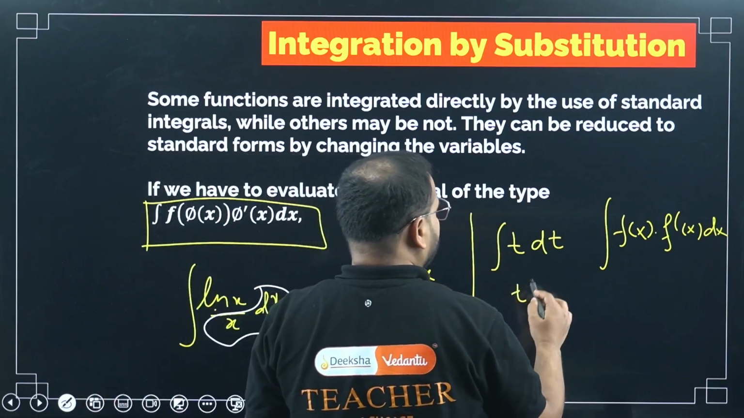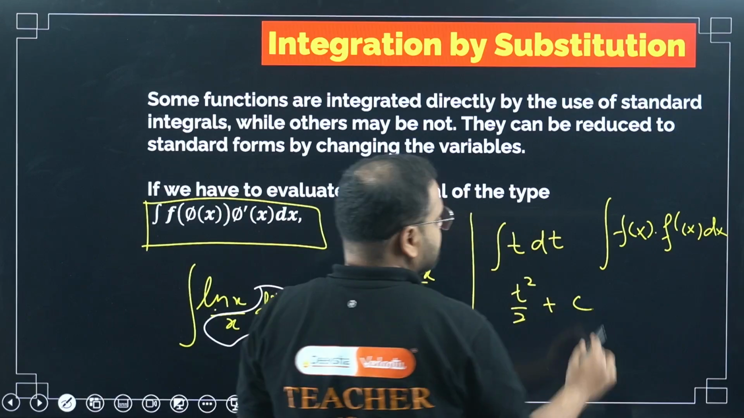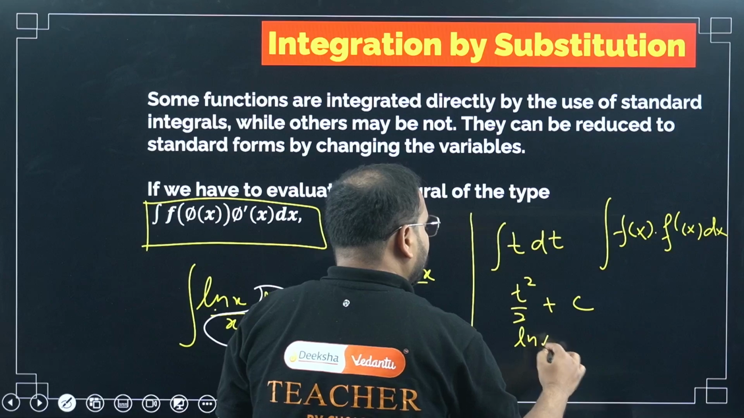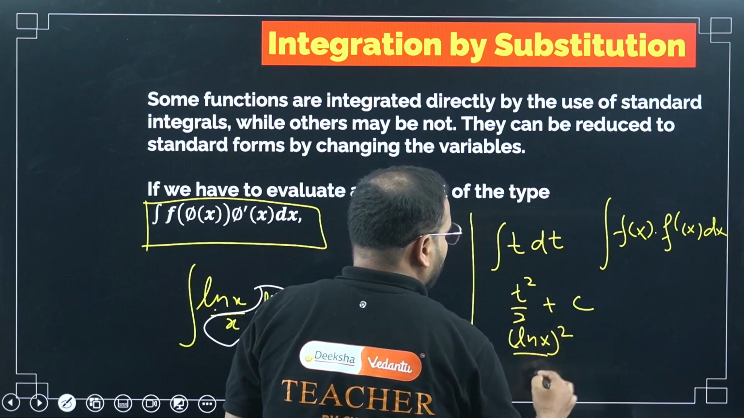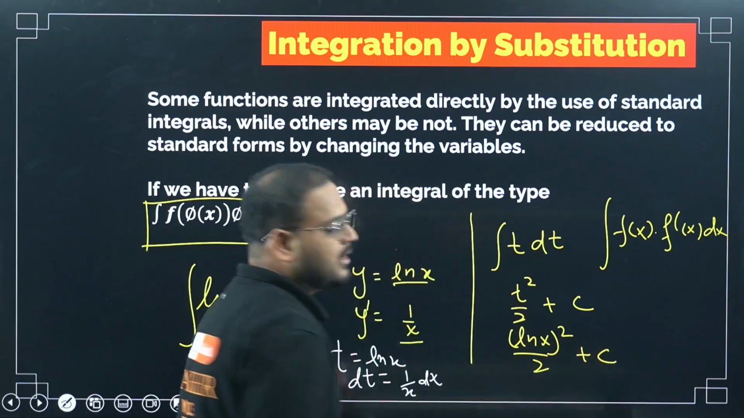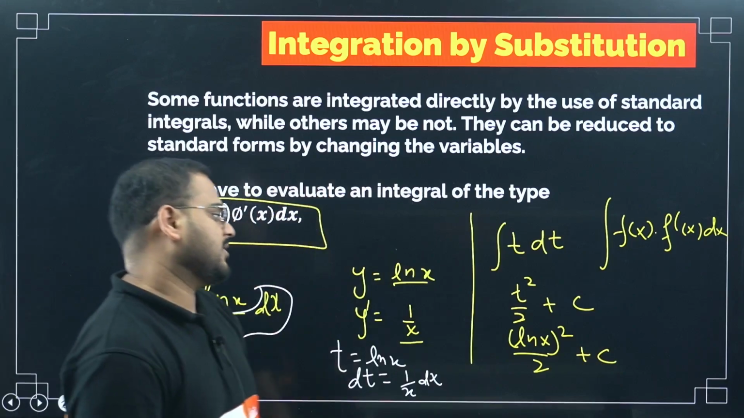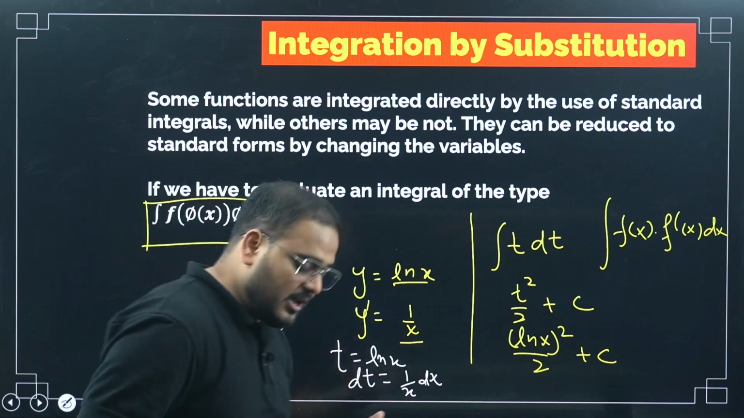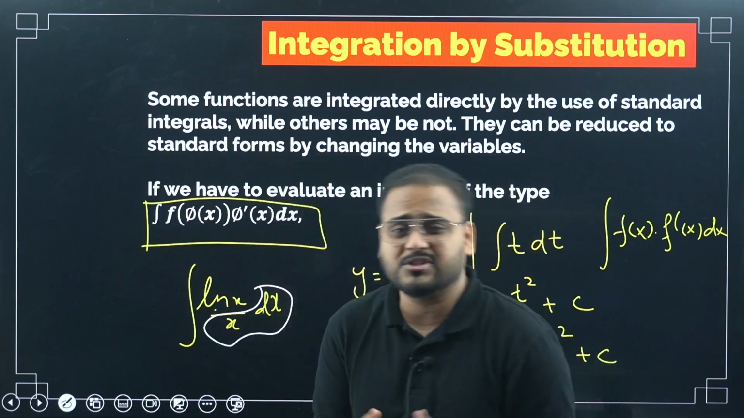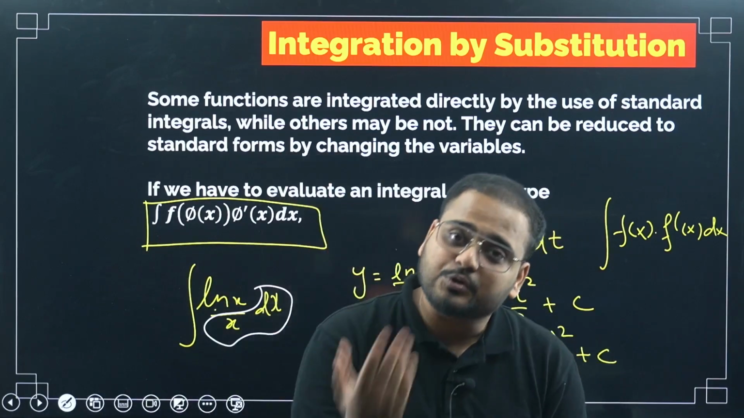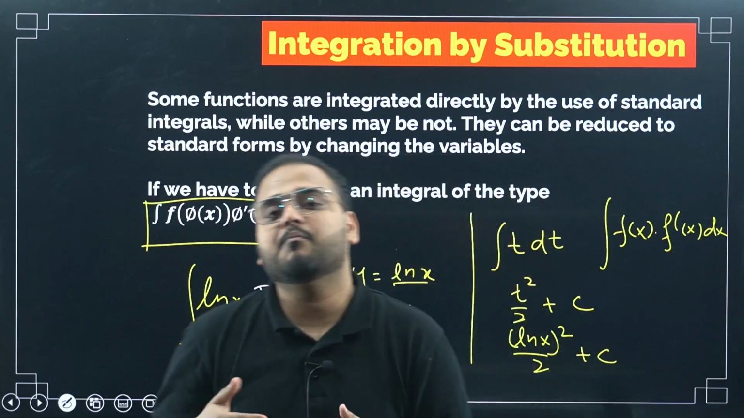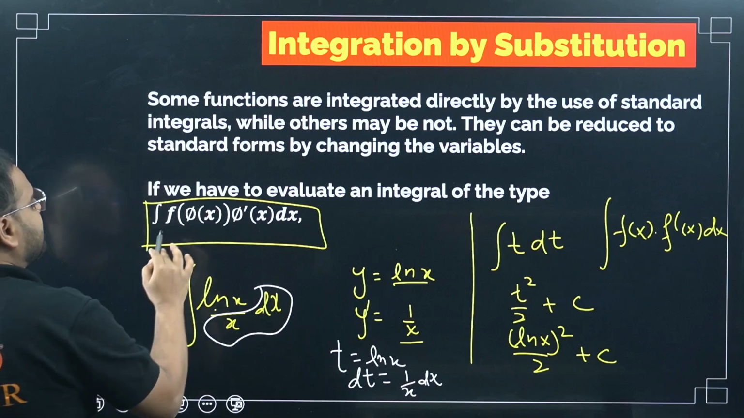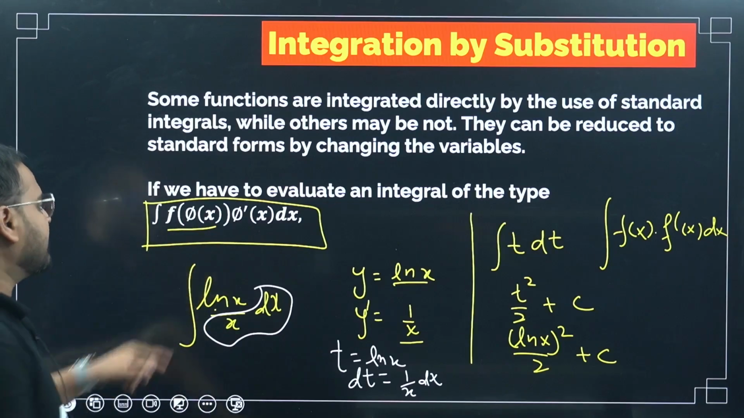This is simple, right? What is the answer? t square upon 2 plus c. What is the value of t? Simply ln x, the whole square upon 2 plus c. Now this is easier to find from here, right? So whenever we take a substitution, the problem solving becomes much easier.